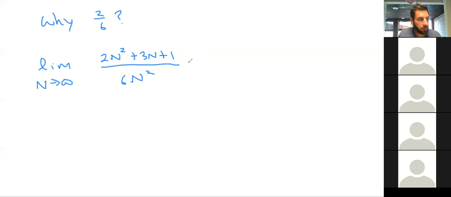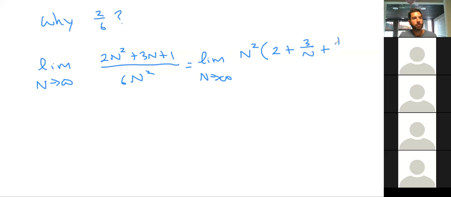And the way to see it in its full detail is you factor some stuff out. Or if you want, you multiply by the appropriate thing. So I could write this, if I pull an n squared out upstairs, I'm left with 2 plus 3 over n plus 1 over n squared. And then if I pull the n squared out downstairs, I'm just left with 6. I guess I shouldn't write it like that. It's kind of silly to write it like that.